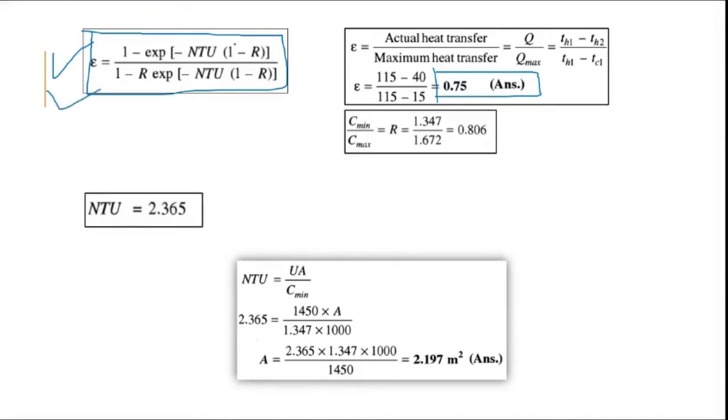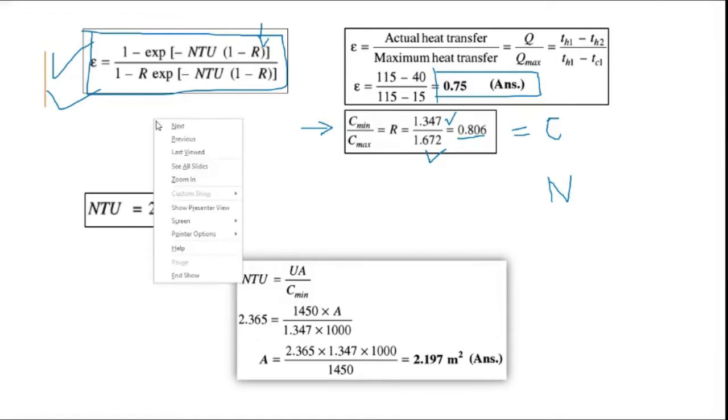Here R is called the capacity ratio, defined as Cmin by Cmax. If you recall, Cmin was equal to Ch, which is 1.347, and Cmax was equal to Cc, which is 1.672. So the R value is equal to 0.806. In your data handbooks, this term is given by capital C and NTU is given by capital N, so you can take the values accordingly.